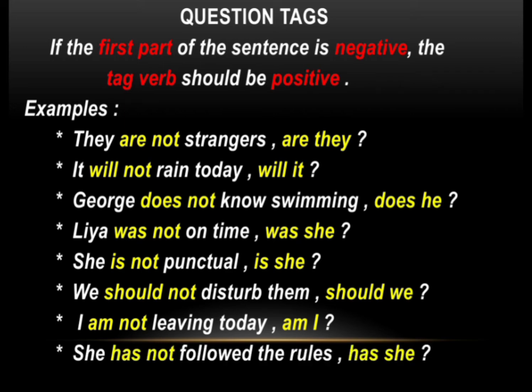She has not followed the rules. Has not is negative. Has is positive, so we use has for the tag. She is the pronoun and hence the question tag is has she. Remember, if the first part of the sentence is negative, the question tag should be positive.